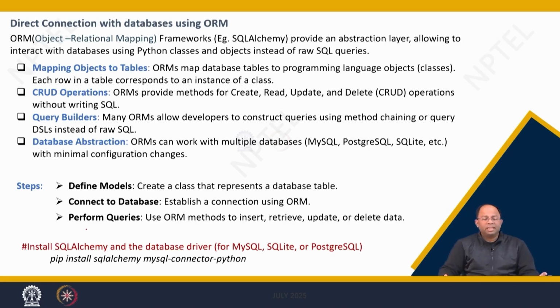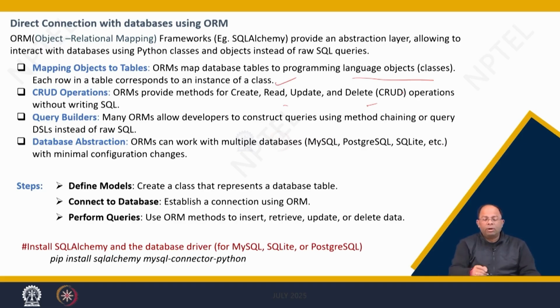So, what it does is it maps objects to the tables, right. That means objects are what? Objects are instances of classes, right. These classes are from Python. So, we will map the table with the object. ORMs map database tables to programming language object classes. Each row in a table corresponds to an instance of that particular class. And then CRUD operations are supported, that means create, read, update, delete. All these operations can be done without writing SQL, but by calling some function of that particular class.